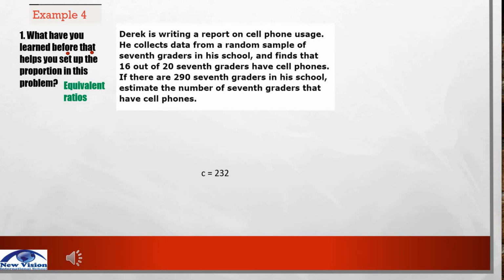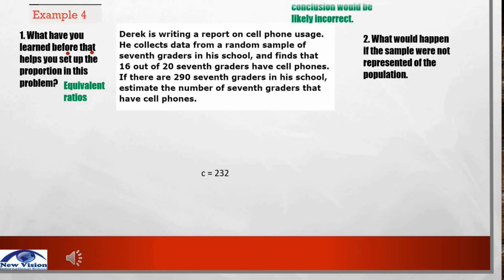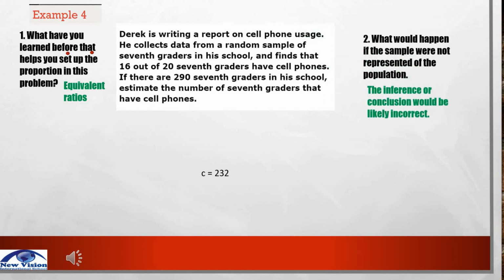So what is the most important assumption to make when using a sample to make an estimate? Because the problem is asking to estimate the number of 7th graders who have cell phones, the answer is, it is important to think that the sample accurately represents the population. So what would happen if the sample were not representative of the population? Exactly, the inference or conclusion would likely be incorrect.